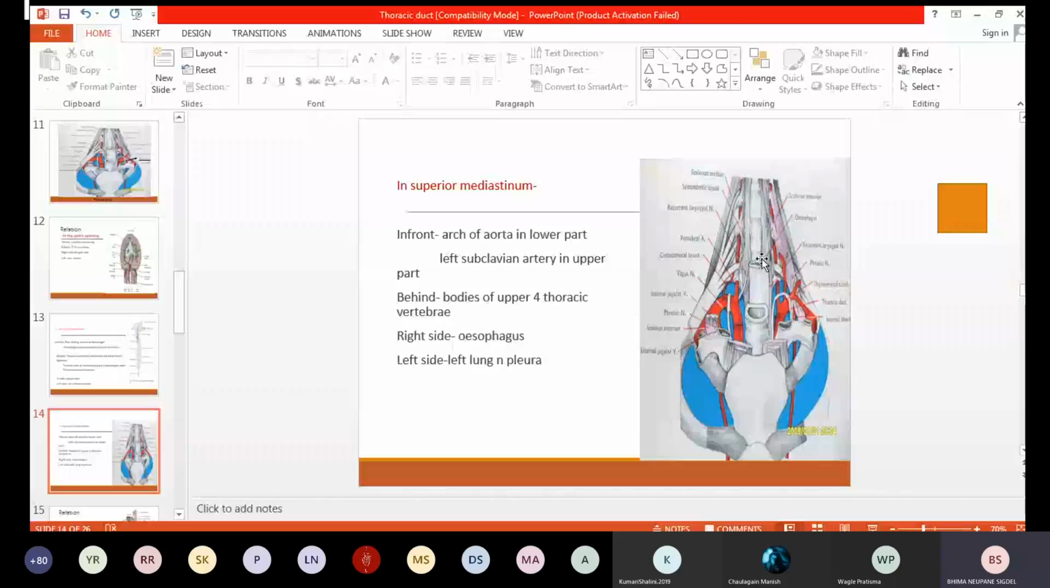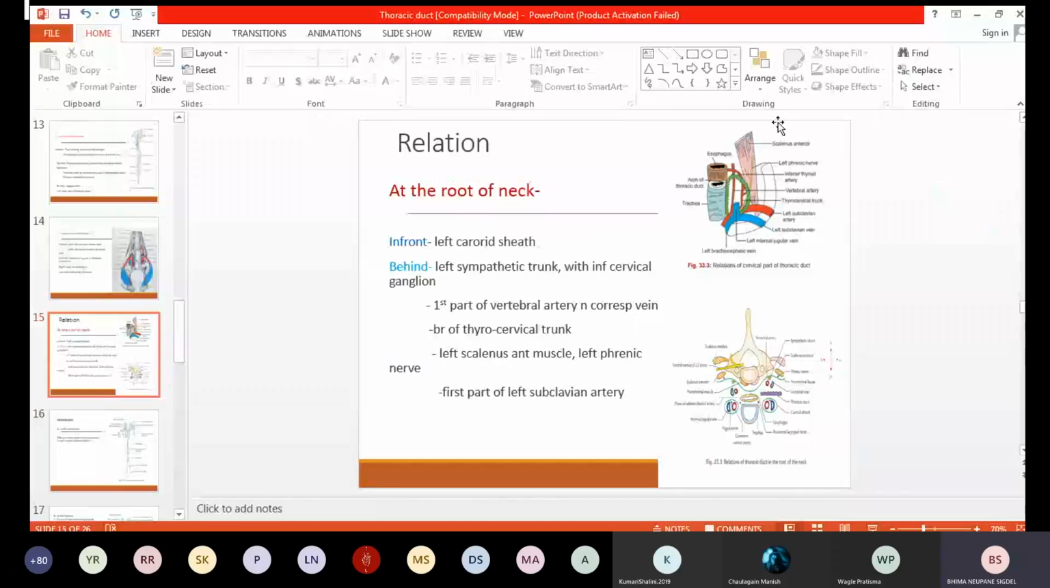So now again this diagram. At the level of the root of the neck, okay, this is the root of the neck. In the root of the neck, as we just mentioned, anteriorly is the left carotid sheath. We have two carotid sheaths, the right carotid sheath and the left carotid sheath, which comprises, on the left side, the internal jugular vein, the largest venous channel which drains the head and neck. Okay, that is the internal jugular vein.